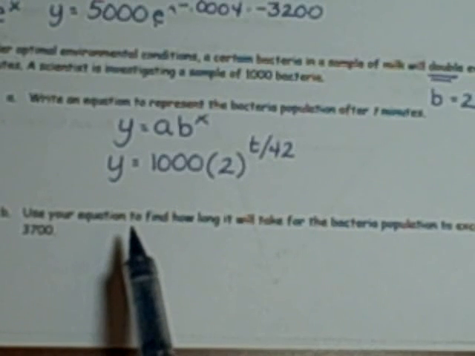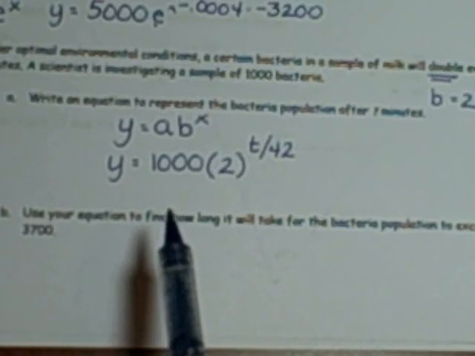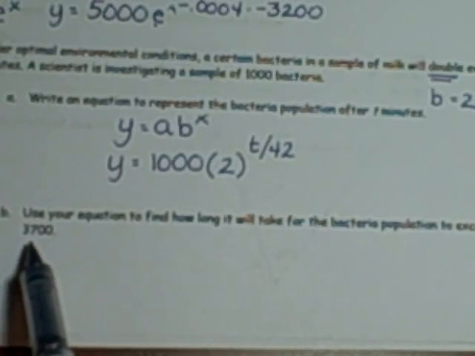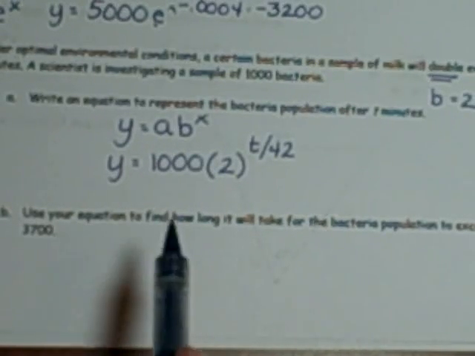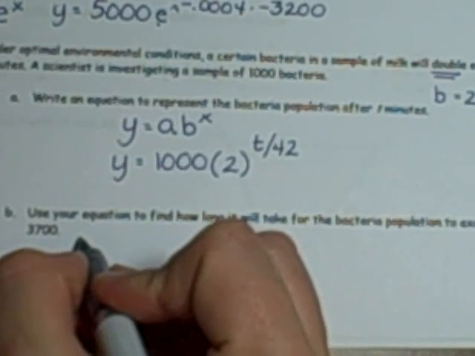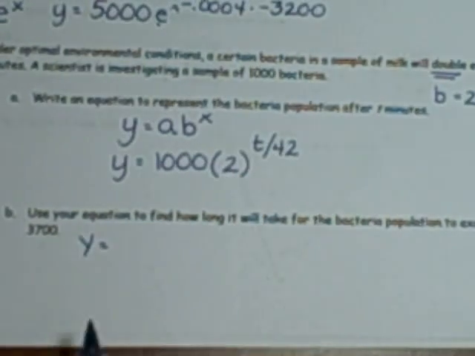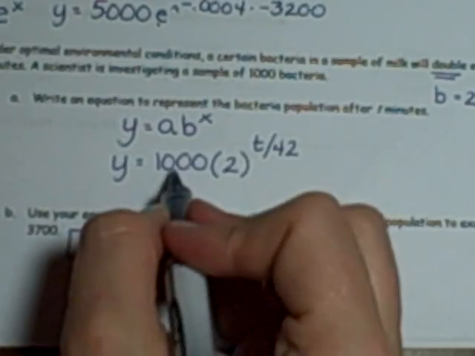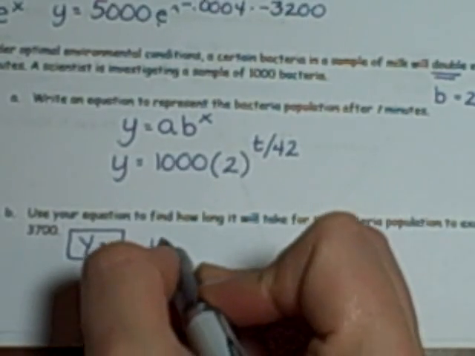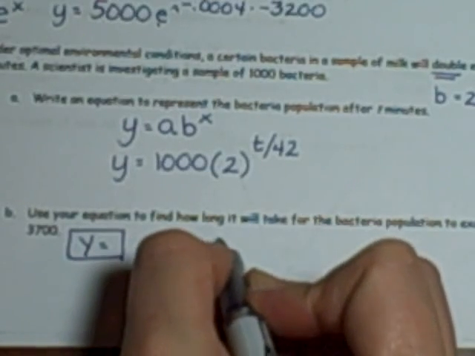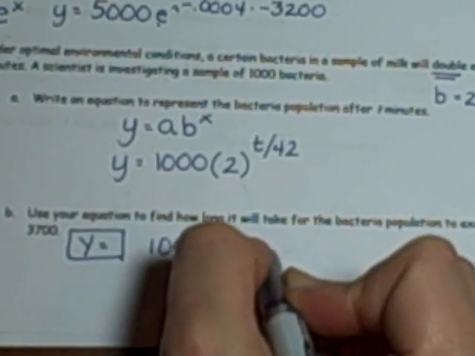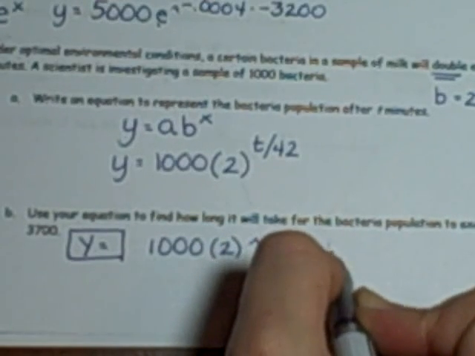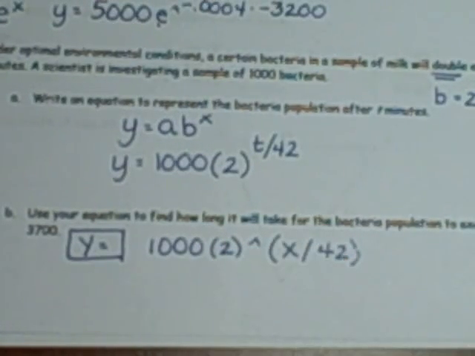This is going to require a graphing calculator. And again, I apologize, I didn't bring a graphing calculator home with me this weekend. So I don't have one here to demonstrate for you, but I'm going to give you an idea of what to do. I would go in your Y equals. Okay, so hit the Y equals key. And then under Y equals, I'm going to type in my equation. So I would type in 1,000 times 2 to the power, and instead of t, you'll use an x. So x over 42, just like that.